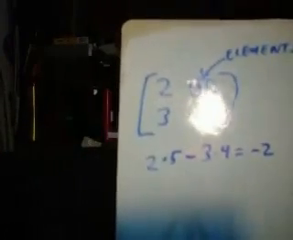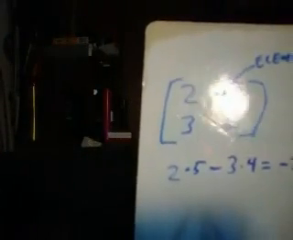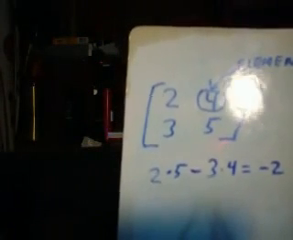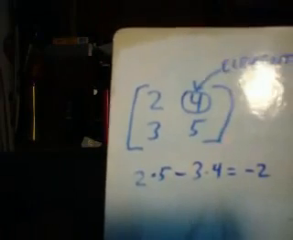So, in this case, we're going to take 5 times 2, which is 10, and we'll take 3 times 4, which is 12, and 10 minus 12 is negative 2, and that's the answer they're looking for.